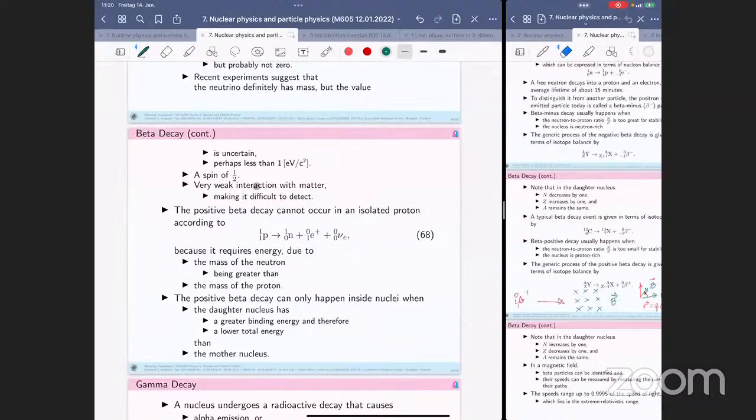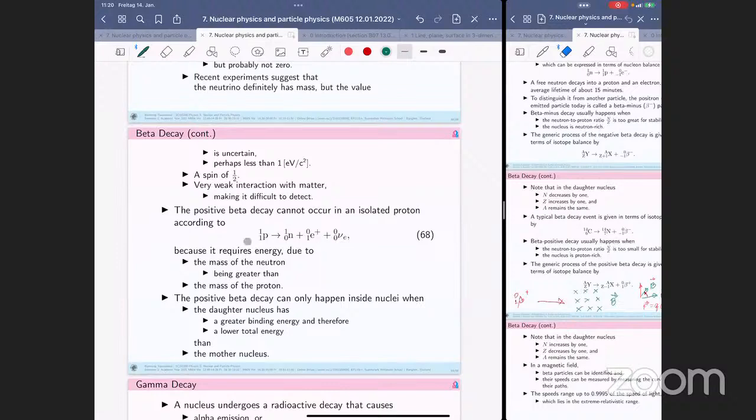A spin of 1/2, with very weak interaction with matter, making it difficult to detect. That's the electron neutrino. And the process of beta plus decay, positive beta decay, cannot occur in an isolated proton. It cannot happen like this.